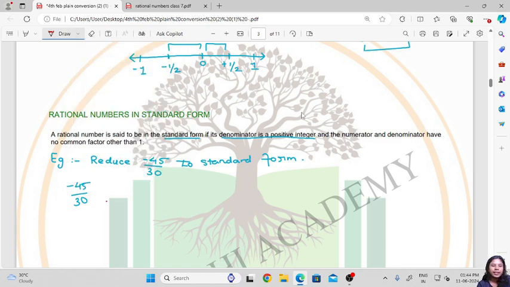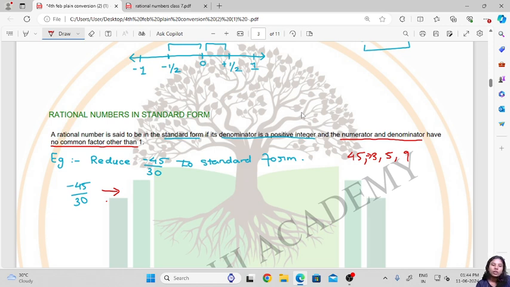Now let's try and solve this. The next part is that the numerator and denominator should not have any common factor other than 1. In this case 45 does have many other factors, like 3, 5, and 9, which is also a factor of 45. So the common factors need not be more than 1.